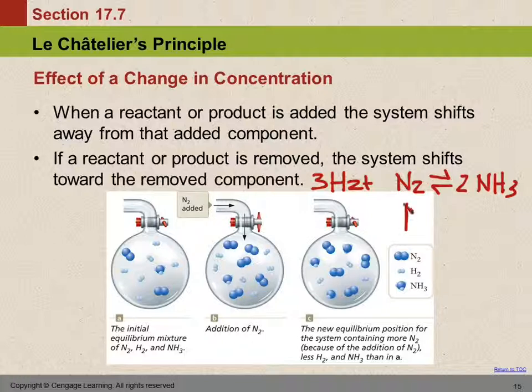Now, if we add nitrogen, the equilibrium wants to fight back. It's going to shift either to the right or to the left to undo what was done to it. So we added nitrogen. If it shifts to the right, that's going to cause the concentration of nitrogen to go down, isn't it? So when we add, the equilibrium shifts to the right, shifts away from adding. If we were to add ammonia, it would shift that way. Does that make sense?